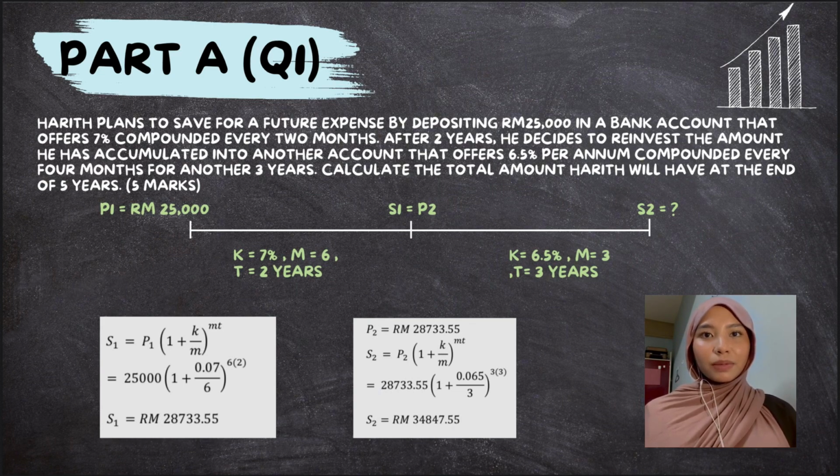We're going to use the formula S equals P(1 plus K divided by M) to the power of M multiplied by T. When we use the calculator to insert the numbers into the formula, we will get the answer for S1, which is 28,733 ringgit 55 cent. Same goes for P2, because S1 equals P2. So we use the same formula to find the final answer, and we will get 34,847 ringgit and 55 cent.